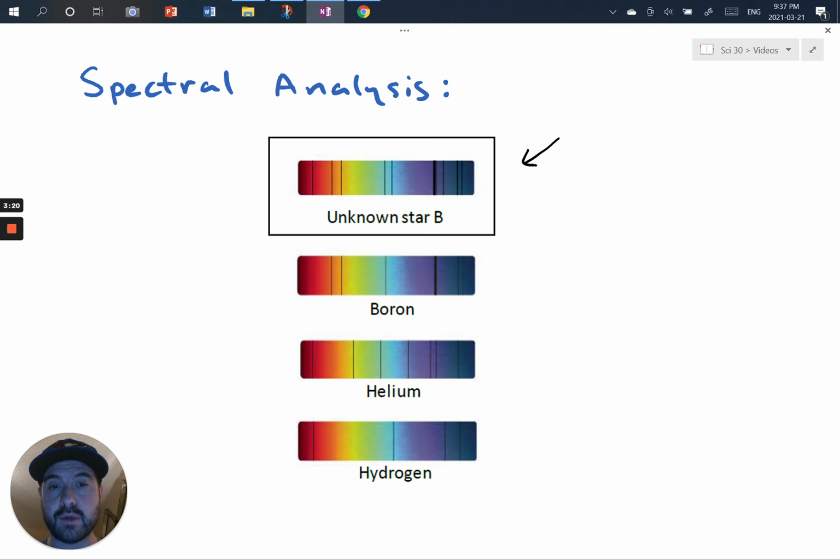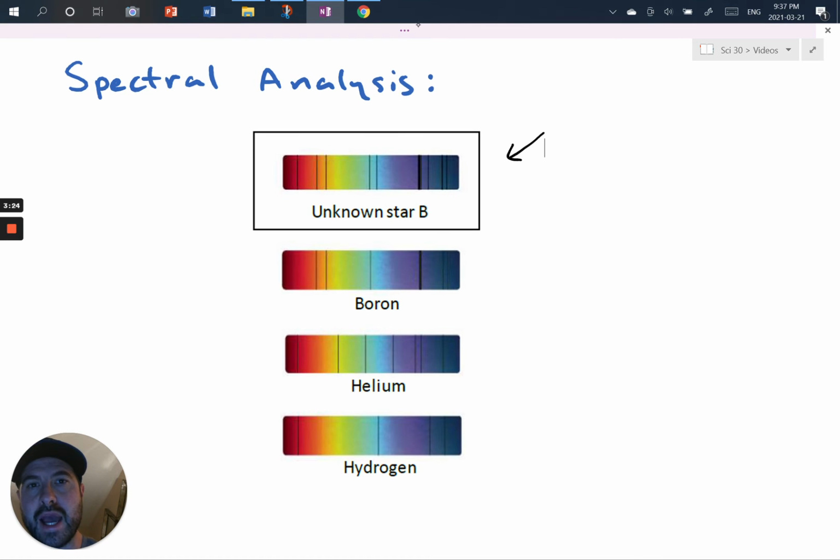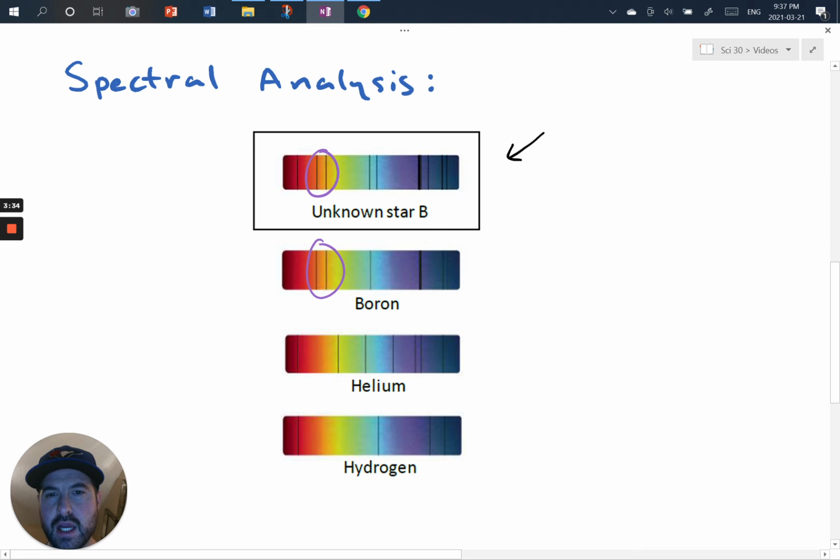So when we're looking at this, what we're looking to do is match up the different bars here. So I see this here, these two right here. So this is telling me that I probably have boron in here. I also have this thick line right here and here. So I probably have boron in my star.